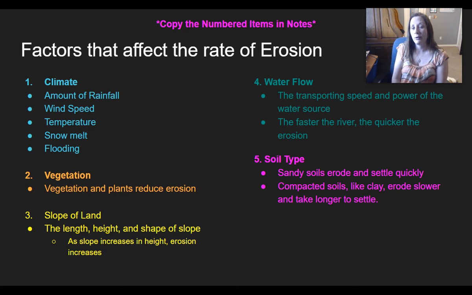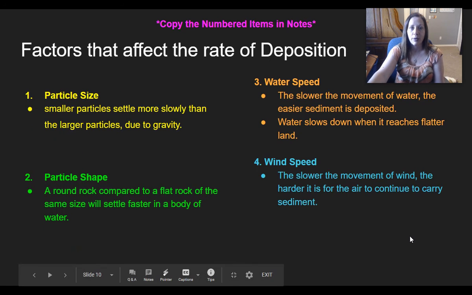And finally, soil type. Sandy soils, they erode and they settle quickly. Compacted soils like clay erode slower and take longer to settle. And that makes sense even with what we learned with infiltration, right? That clay was harder to get the water through. So if it's harder to get the water through, it's not going to move it as quickly as the real sandy stuff that we had at the top. The water went through it very quickly, and that can move that away very quickly as well.